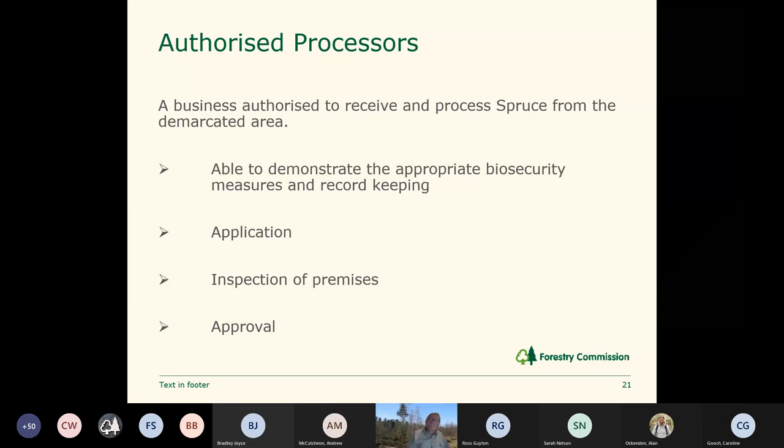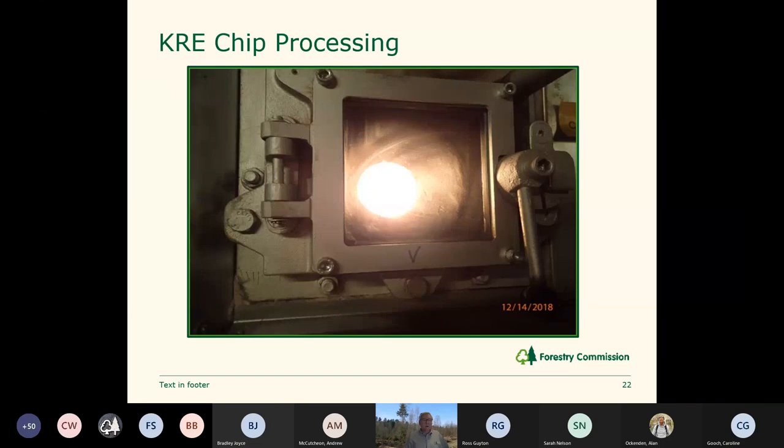the processor sites, in order to remove any risk of us transporting and spreading that beetle through in numbers that would likely lead to any breeding populations. So we have had a limited number of processors at the moment who are authorised to take this material. The primary processor is the KRE chip power plant at Sandwich, and that's a very good site from many perspectives.